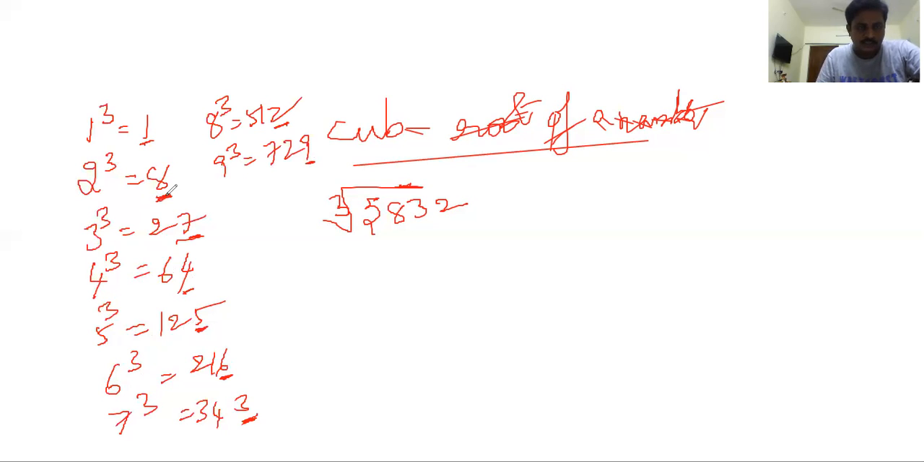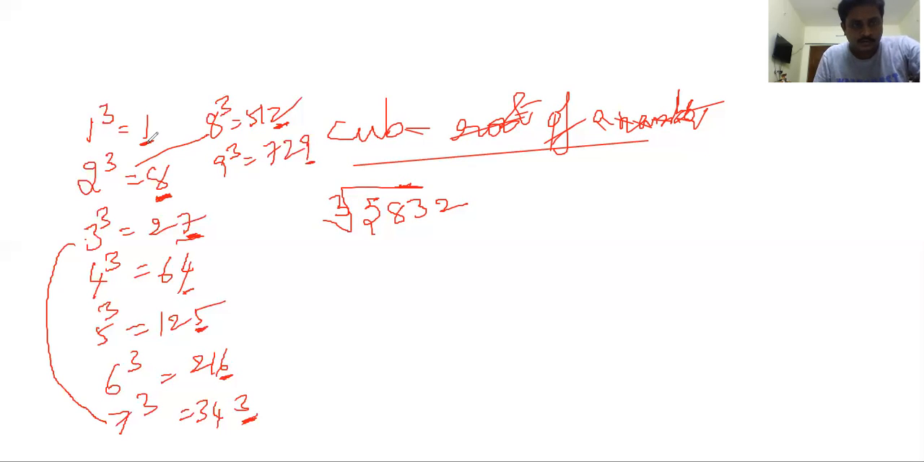For 2 the last digit is 8, for 8 it is 2. 2 and 8 both exchange. Similarly, 3 gives last digit 7, and 7 gives last digit 3. 3 and 7 both exchange their values. So here 1 repeats only one time, 8 repeats one time, 7 repeats one time, and so on. All these values repeat only one time.